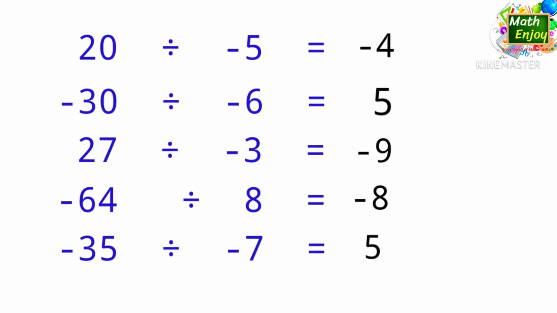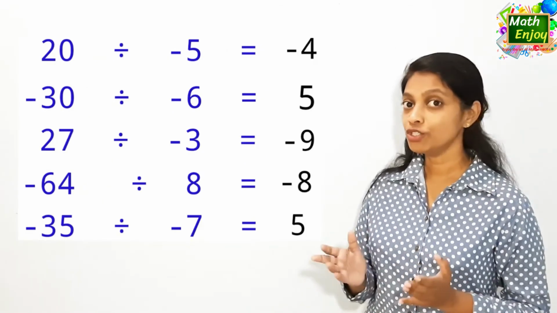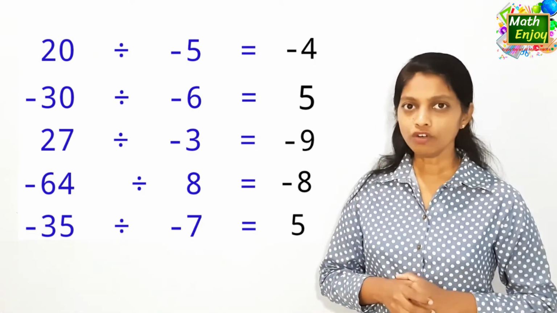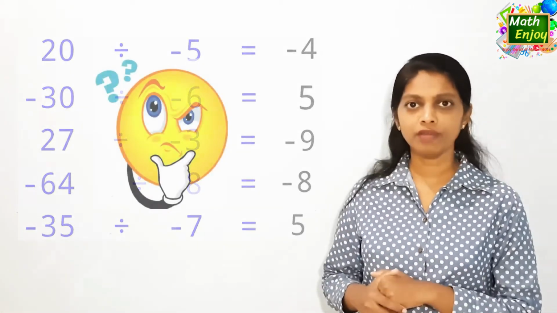35 divided by 7 is 5. Both are in the same sign. Negative divided by negative is positive. If both are in the same sign, answer is positive. Do you like to know the reason for this? Why do we get a negative answer when we multiply a positive number by a negative number?